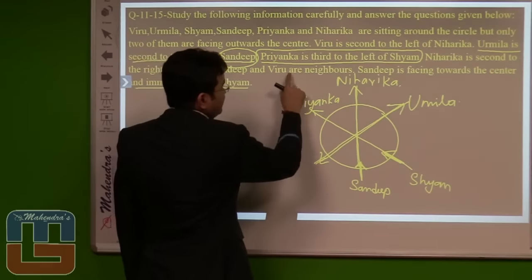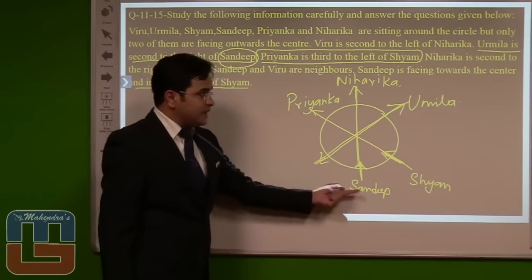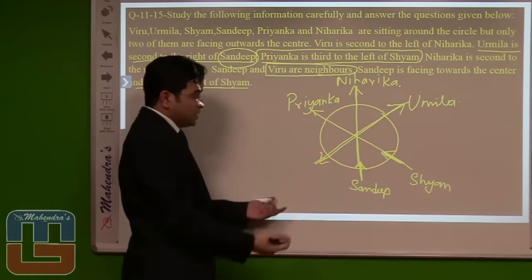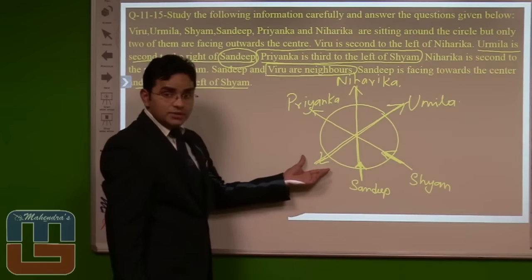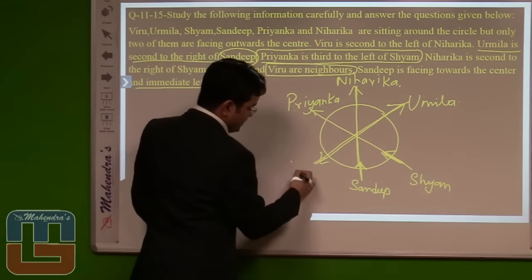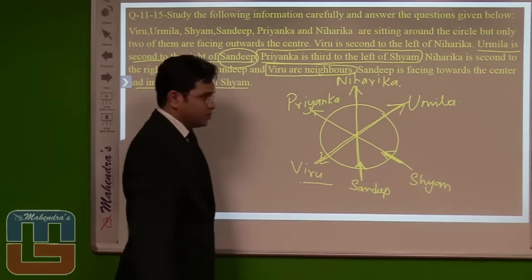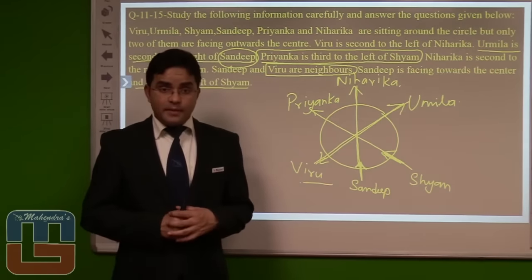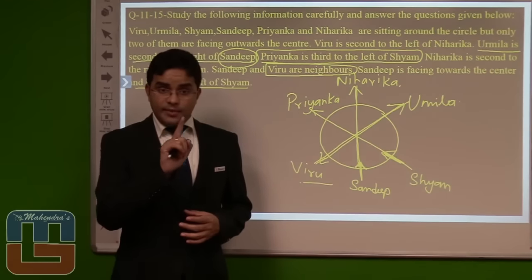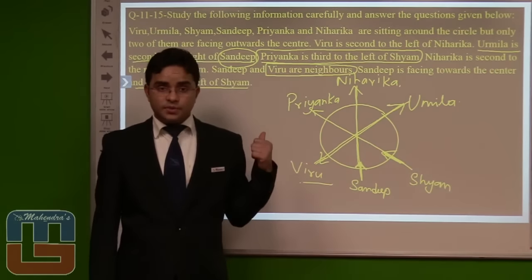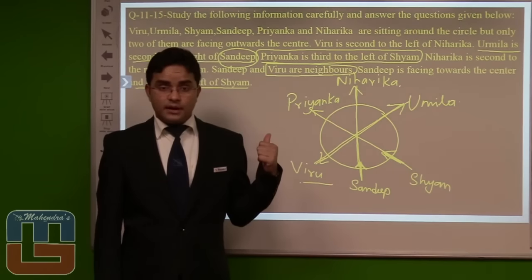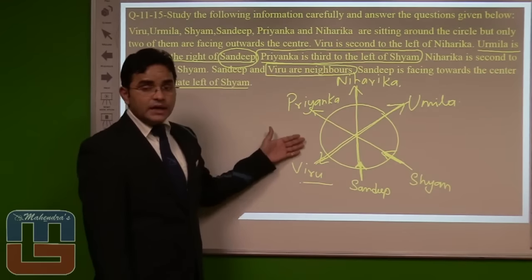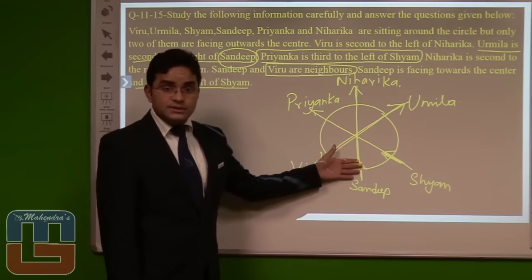Shyam, Sandeep and Viru are neighbors. Viru is immediate neighbor. No need to give this statement, because without that one also we can find that Viru is going to be here, only here. Okay, so Viru will be here. So you are sitting with center and outer mix. Most probably in your clerk mains exam you will get the question of this one. So I hope that you can solve the rest of the questions given through this sitting.